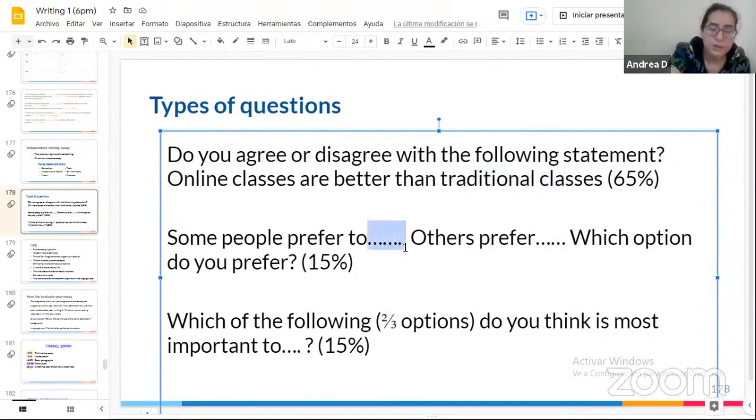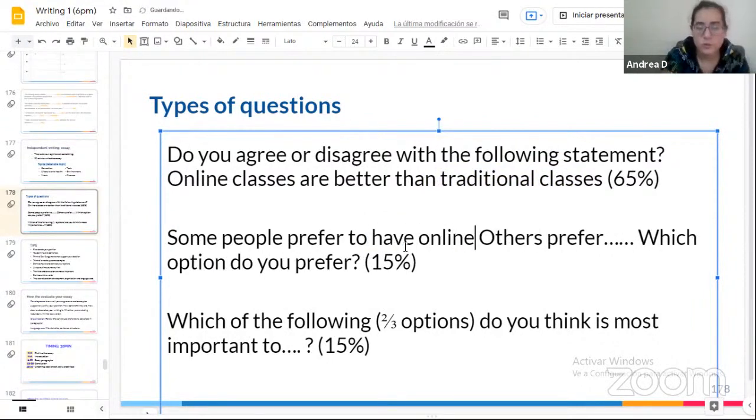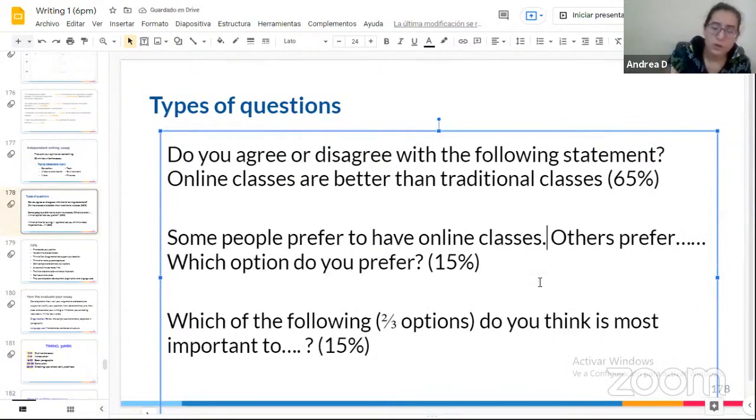Or you can have something like, some people prefer to have online classes, others prefer traditional classroom learning. What do you prefer? Or which of the following do you think is most important for a good education? Online classes or traditional classroom learning? So it doesn't really matter, as you can see, what type of question you get, because either way, it's going to be the same thing. They're going to be asking you all the same thing.